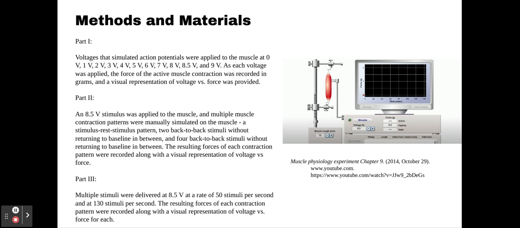In part 3, multiple stimuli were delivered at 8.5 volts at a rate of 50 stimuli per second and at 130 stimuli per second. The resulting forces of each contraction pattern were recorded along with a visual representation of voltage versus force for each.